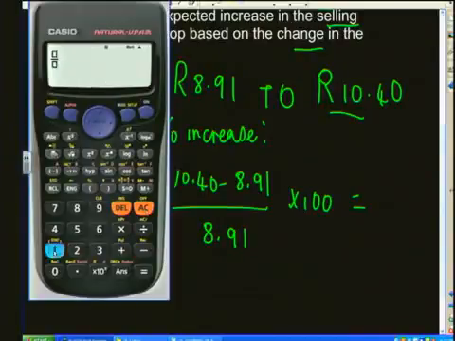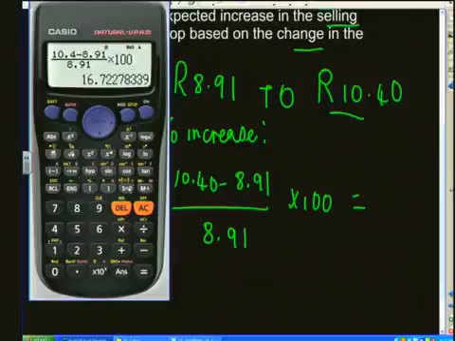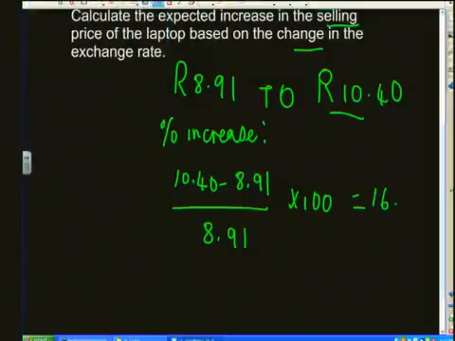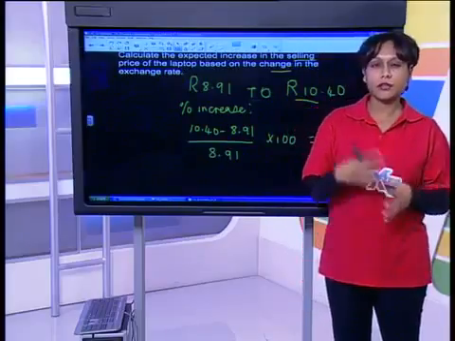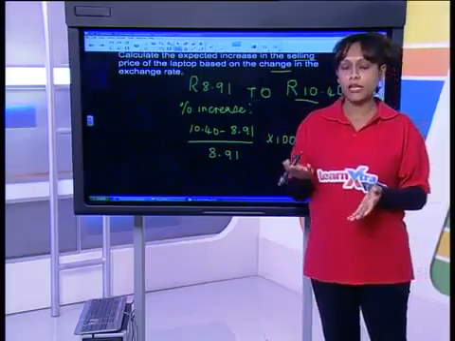So we've got 10.4 minus 8.91 all over 8.91, and that whole thing we multiply by 100, and that gives us 16.72%. So 16.72%, and that was your percentage increase. Again, you notice I haven't rounded off completely because I want to keep that value in the calculator so that we don't have any rounding off errors when we get to the end.